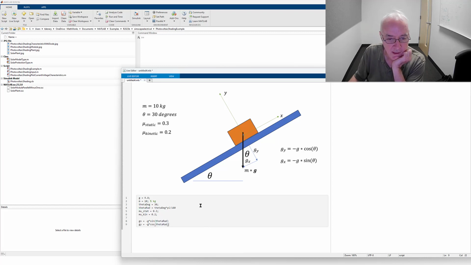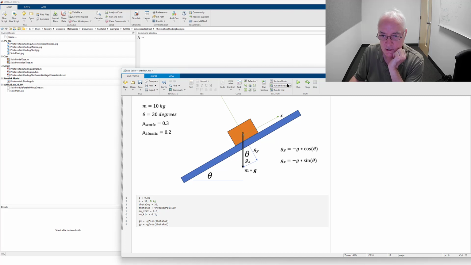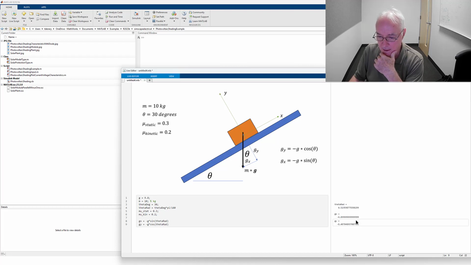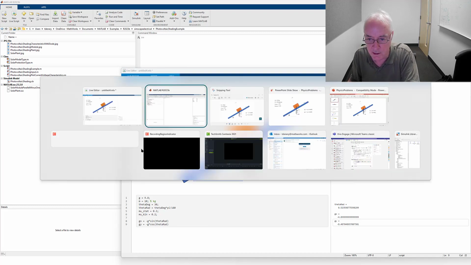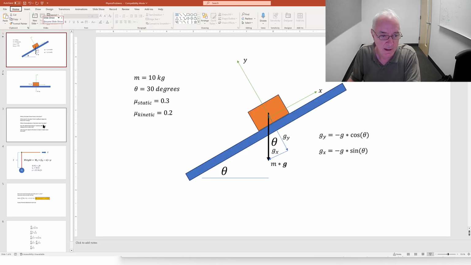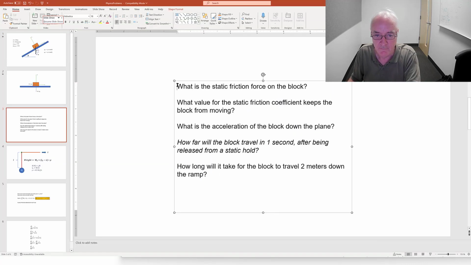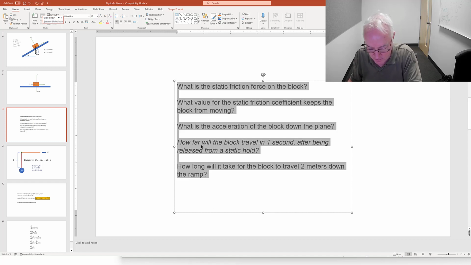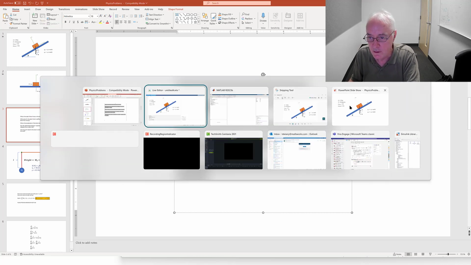All right, let's do a calculation. We'll hit run, and that all looks pretty good so far. All right, and what I'm going to do now is go back to that PowerPoint right here, and on this page, we basically have all the questions that they're asking us. So let's copy all that, Control C, and get back to our live script.